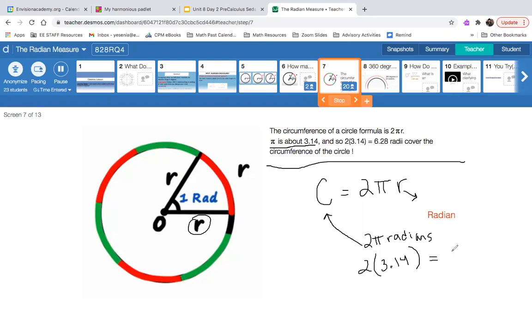So 6.28. And I also put the formal way to say radiuses. It's radii. It just sounds weird to say radii, but that is the formal way. 6.28 radii cover the circumference of the circle. Radii is the plural for radiuses. That's the proper way. You shouldn't say radiuses. Don't say that in college.